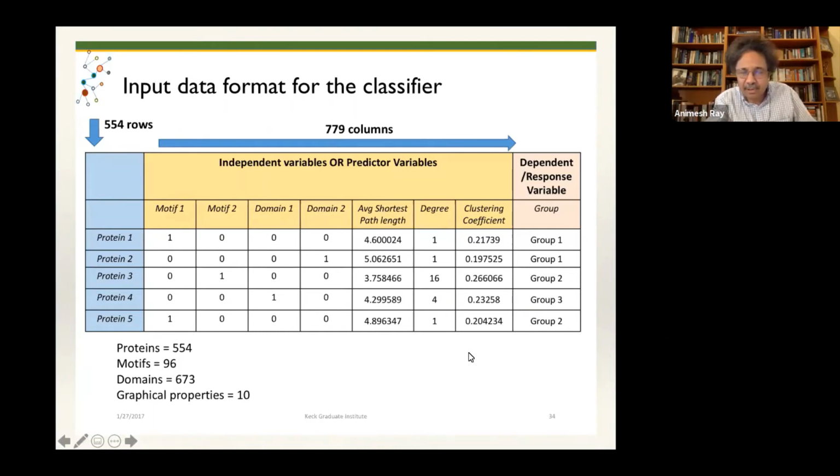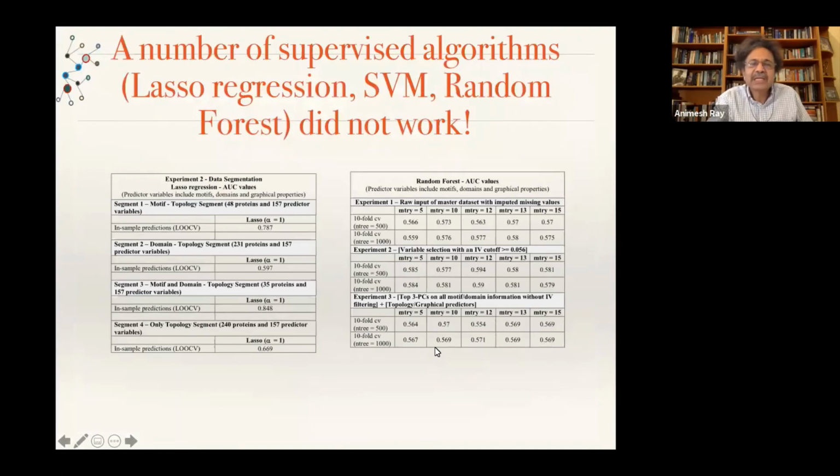A very simple idea. And sometimes some of these are compressed into principal components. And it doesn't work for most of them. We tried all kinds of things, including Lasso regression, random forest, etc., etc.